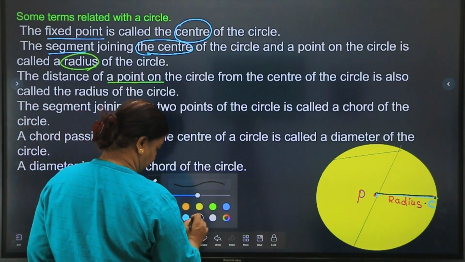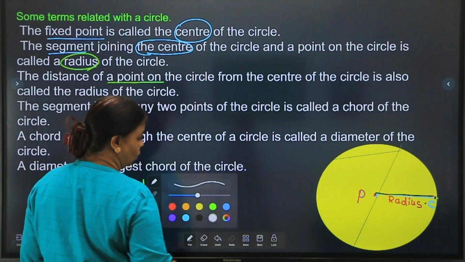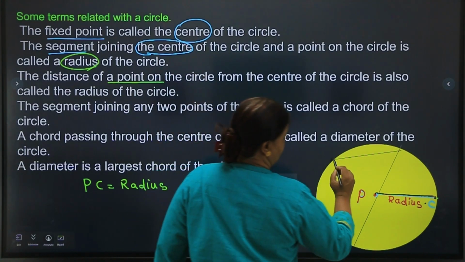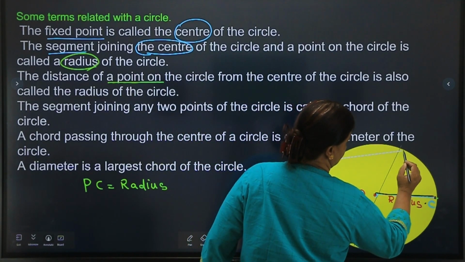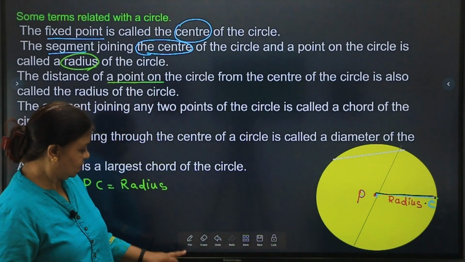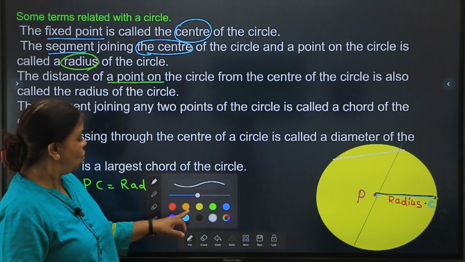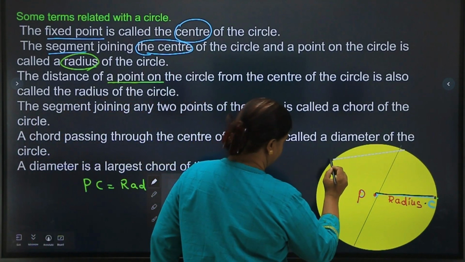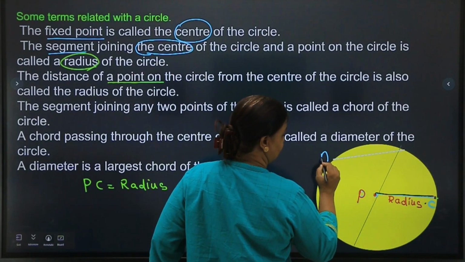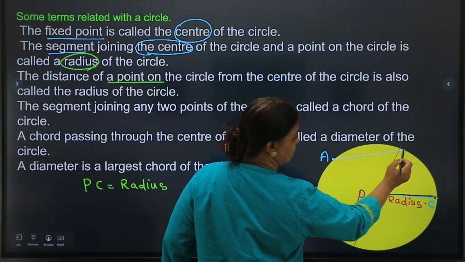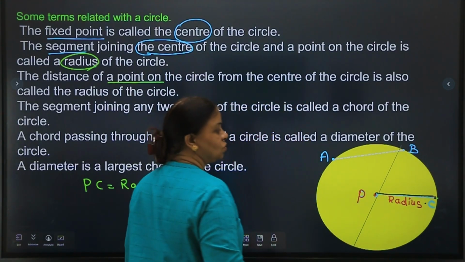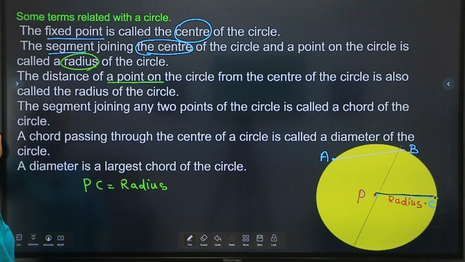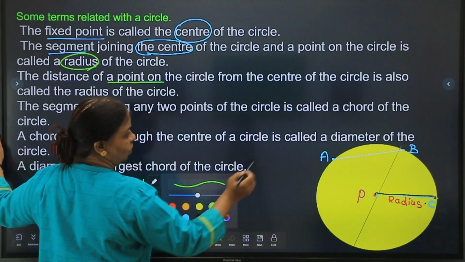Now, the next point, the segment joining any two points on the circle is called a chord. Now, here let me draw one line. You can see in white I have drawn one line, and that line joins two points on the circle. There is a point A on the circle and there is a point B on the circle. So, these 2 points are joined by one line and that line is called a chord of the circle.